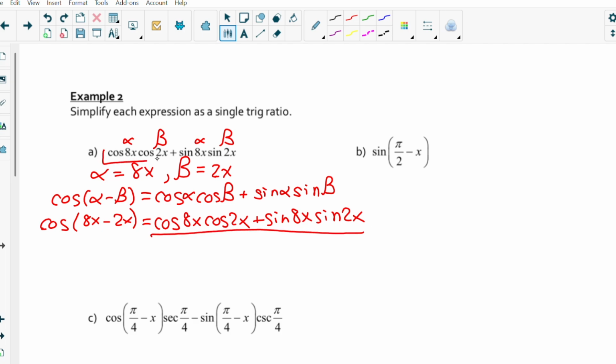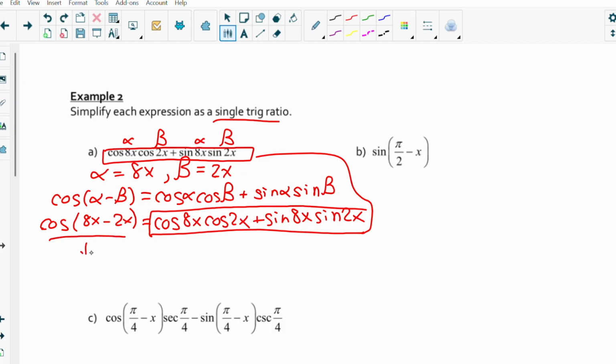Well, this whole part looks exactly like this, so we know we did this correctly. We want a single trig ratio, a single expression. So cosine of 8x minus 2x is cosine of 6x, and that's our single trig ratio. Okay, letter B, sine of pi over 2 minus x. So again, alpha equals pi over 2, beta equals x.